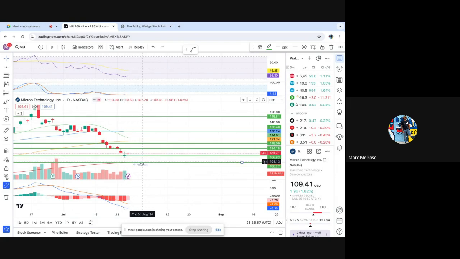So just be on the lookout for that. If it was to pull back, you can also use that as a good place to get into a trade and swing it up to 105, from 100 to 105.